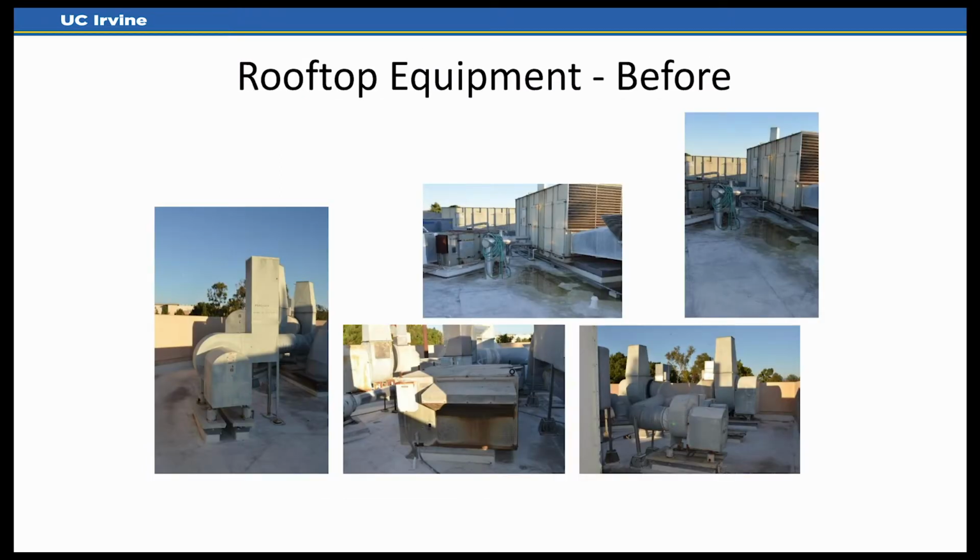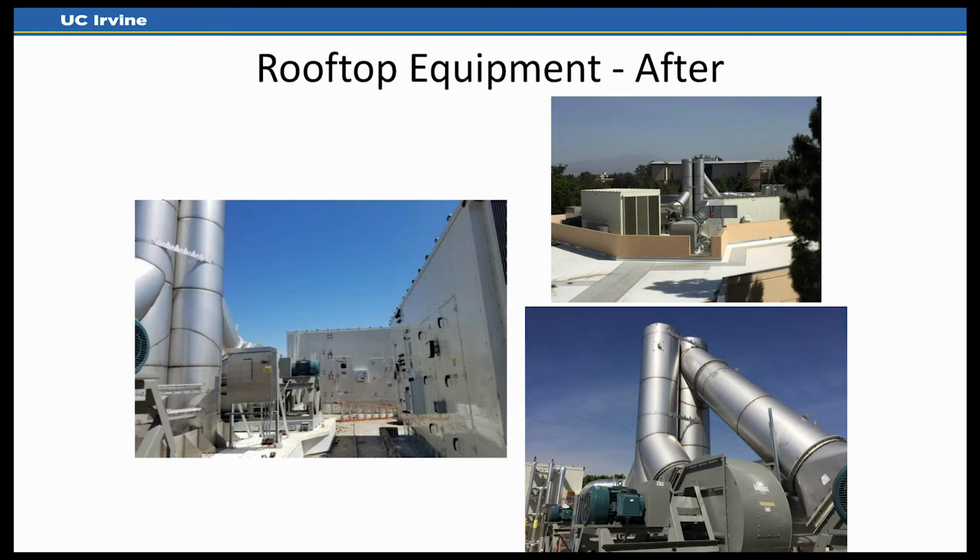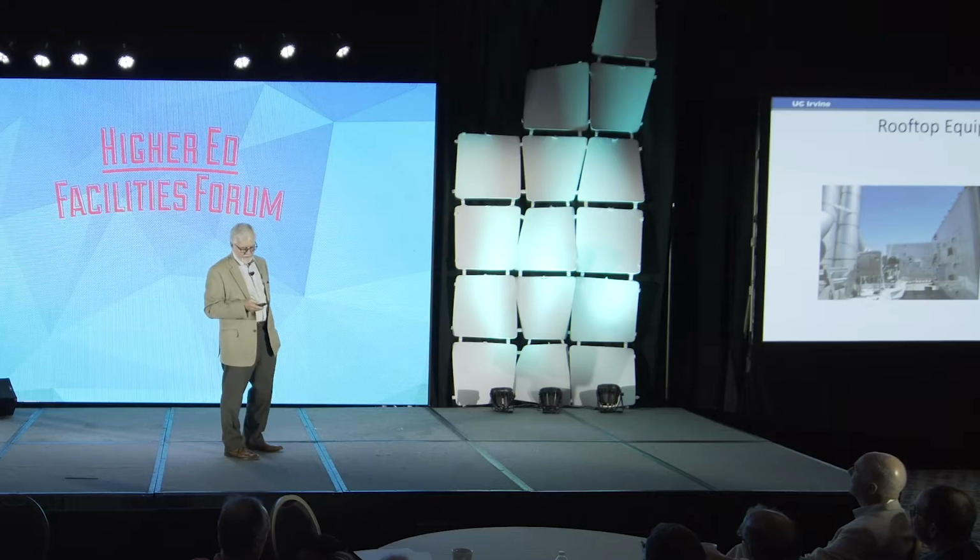Before, after. This air handling system, the energy savings, 80%. That's a phenomenal number. The reason you get a number like that is when you start with air handlers that are actually rusted through on the roof. So that's why.